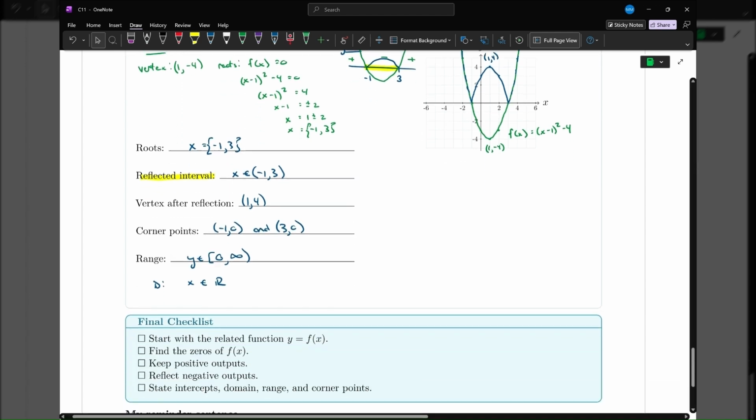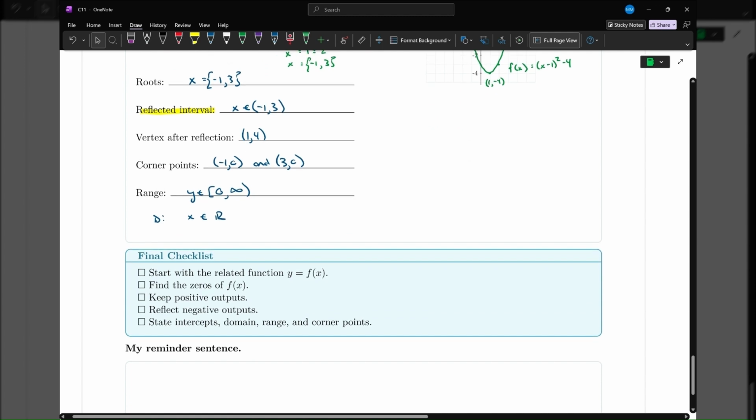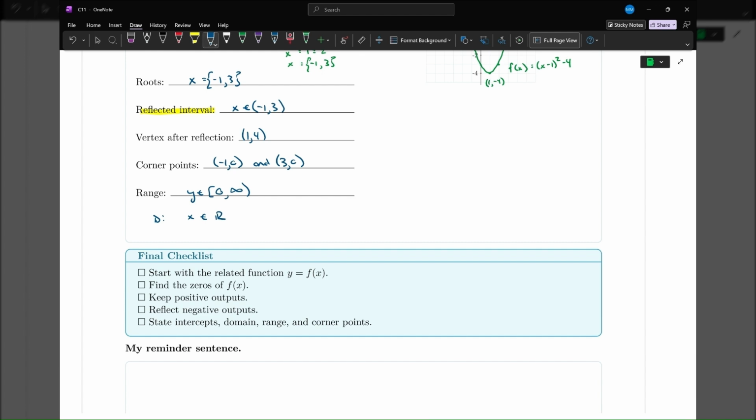I do have a final checklist for you. With all these questions, you're starting with that inner function, given the structure g of x equals absolute value of f of x. Start by focusing on what's happening on the inside. Find the zeros of the inside function. You're going to use those zeros as boundaries, as we've discussed. Keep any outputs that are positive, so any inputs that create positive outputs related to those boundaries. Then any negative outputs you're going to reflect to get them back positive, and then state the things.